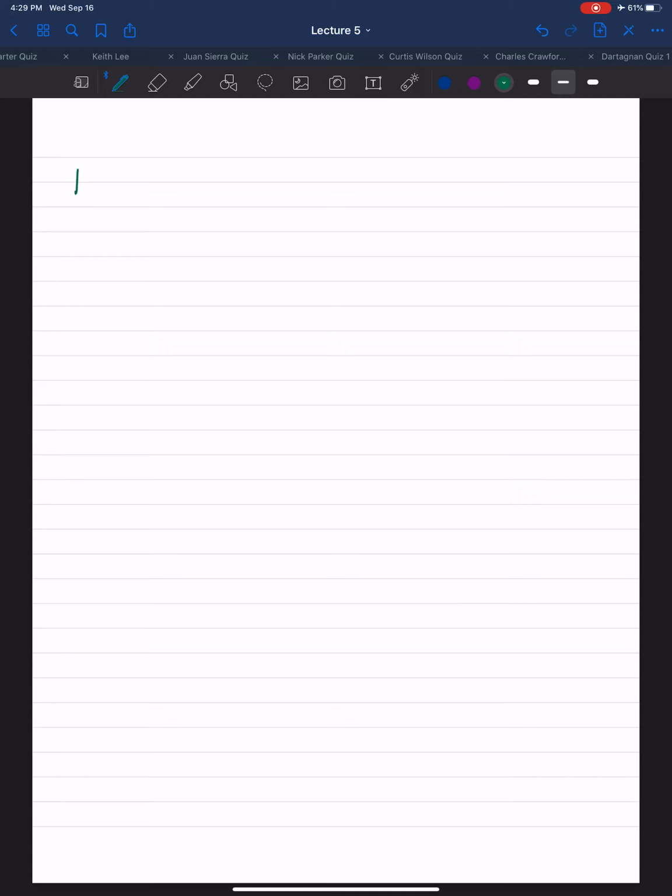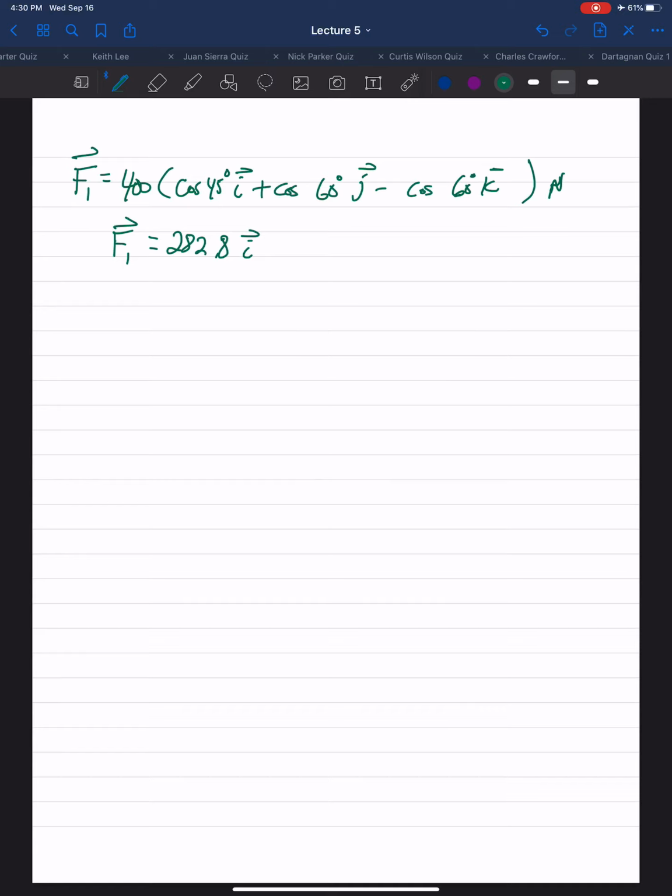Let's rewrite that. So we had F1 equals 400 times cosine of 45 degrees i, plus cosine of 60 degrees j, minus cosine of 60 degrees k, and this is in newtons. So F1, working that out, you get 282.8 i plus 200 j minus 200 k.